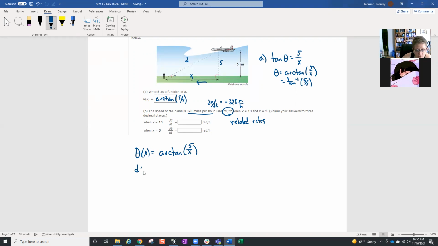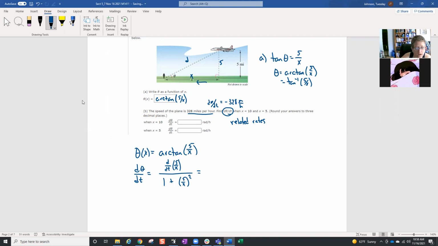But we know that dθ/dt is, all right, so every time we take a derivative, there's a dt. So the derivative of arctangent is the derivative of the inside, and I'm going to write it like this. That's actually d/dt. The derivative of the inside divided by 1 plus the inside squared.